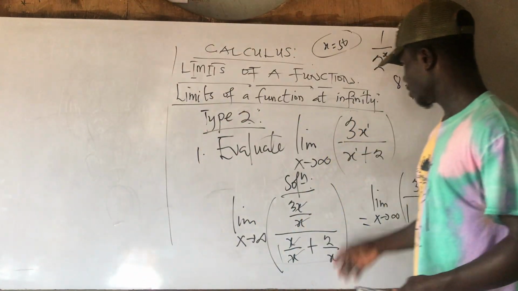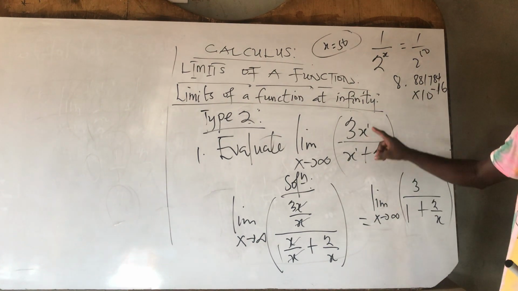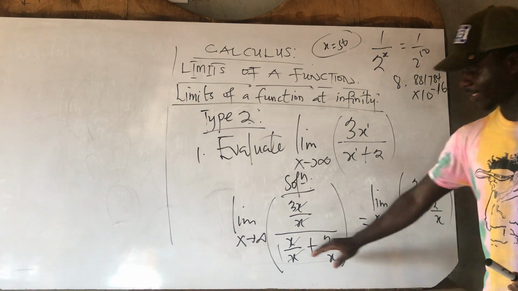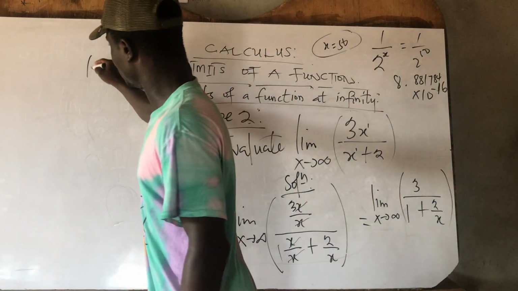Now we come down. If it is this, we divide by the highest power. So our highest power is x. We divide here by x, here also by x, here also by x. So we have this. Now we go back to what we were doing, which is the limit as x approaches infinity of 3, then all on the limit.